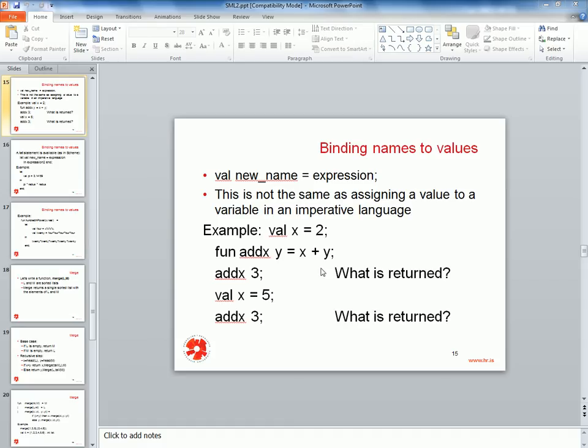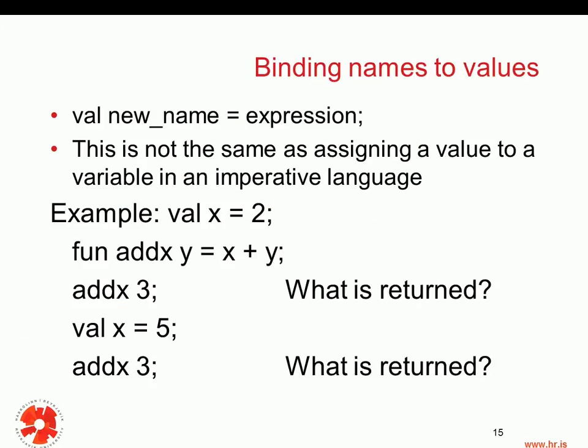So let's continue. We're still talking about standard ML, and now we want to talk about binding names to values. We have seen earlier how we do this. We basically use the val keyword, then the name, and an expression. So we're binding the value of the expression to this name.